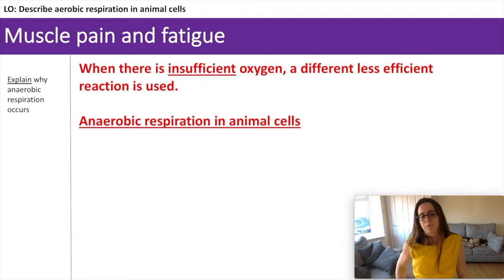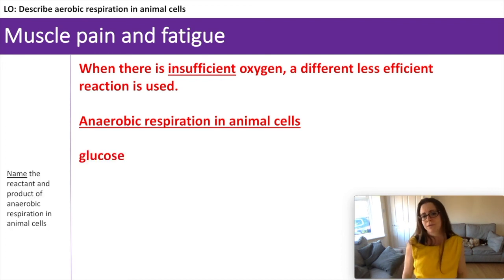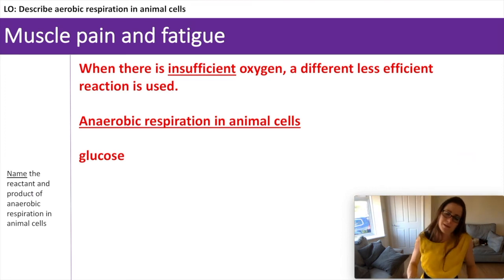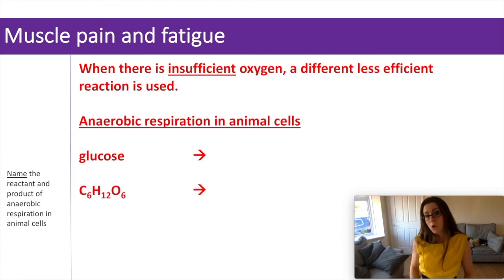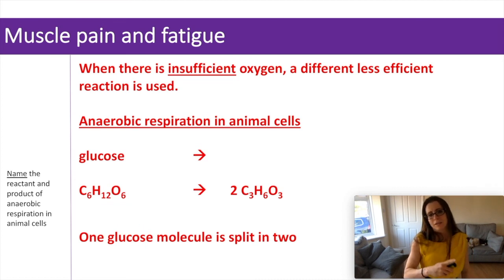So anaerobic respiration, we've still got glucose as the main fuel, the main source of energy, but we don't have any oxygen, or we have insufficient oxygen. So we can't oxidize this glucose, we can't react it to make carbon dioxide and water. So your body has a very clever alternate pathway. Instead of reacting it with oxygen, it can just split one glucose molecule in two. The word for splitting is lysis, so this is glycolysis.